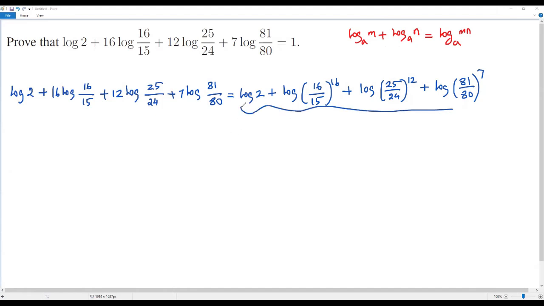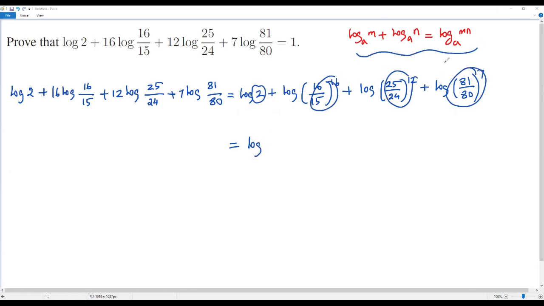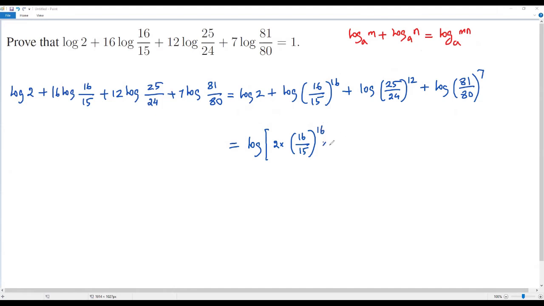So we add four logarithms with the same base. Now we can take the logarithm once and multiply the arguments, as I explained in the product rule of logarithms. Now let me multiply the arguments. Then I'm getting 2 times (16/15) to the power of 16 times (25/24) to the power of 12 times (81/80) to the power of 7.